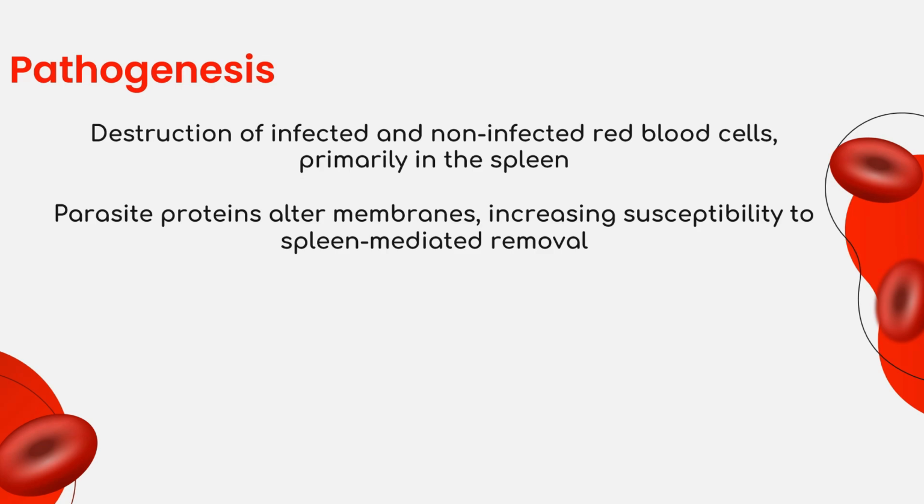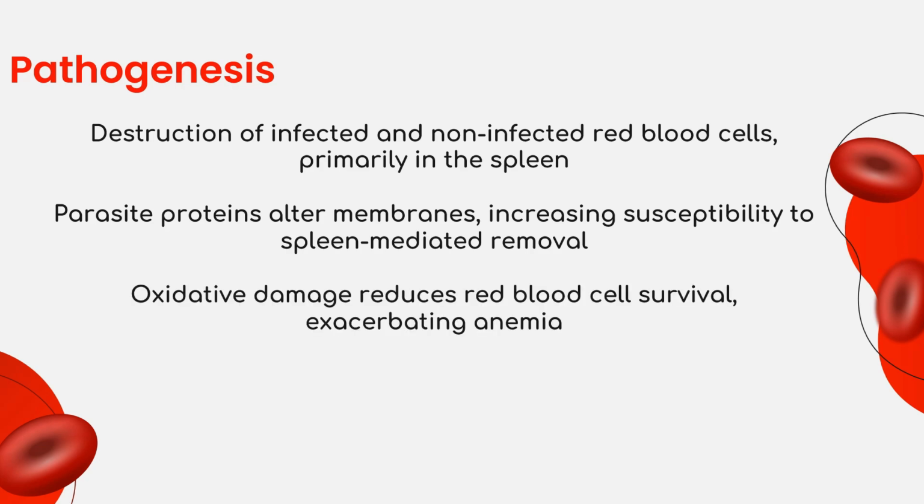During the invasion, the malaria parasite sheds proteins that alter the membranes of non-infected red blood cells, making them more susceptible to spleen-mediated removal. It's almost as if the parasite has devised a cunning strategy to exacerbate the impact on red blood cell populations. Furthermore, parasite proteins can induce oxidative damage, leading to reduced red blood cell survival. This oxidative stress further contributes to the decline in red blood cell count and exacerbates anemia.